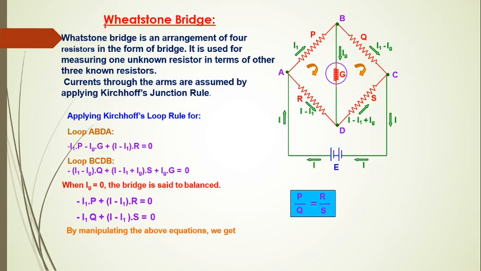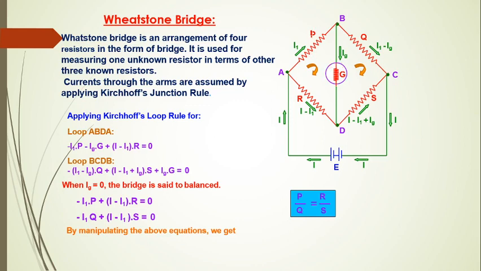Let us start Wheatstone's bridge. Wheatstone's bridge is the arrangement of four resistances in the form of a bridge. It is used for measuring one unknown resistance in terms of the other three known resistances. These are the four resistances P, Q, R, and S. They are arranged in the form of a bridge, and B and D, these two terminals, are connected with the galvanometer, so this will act as a bridge.